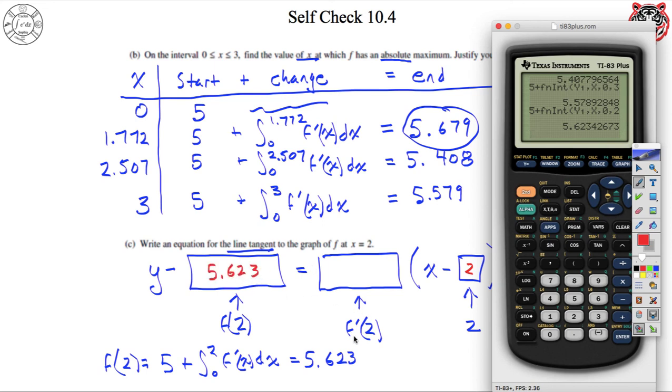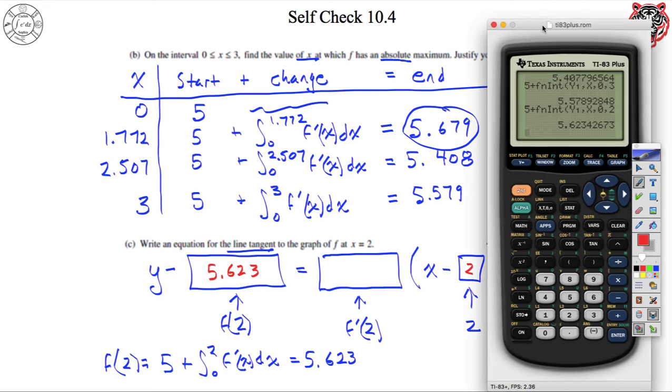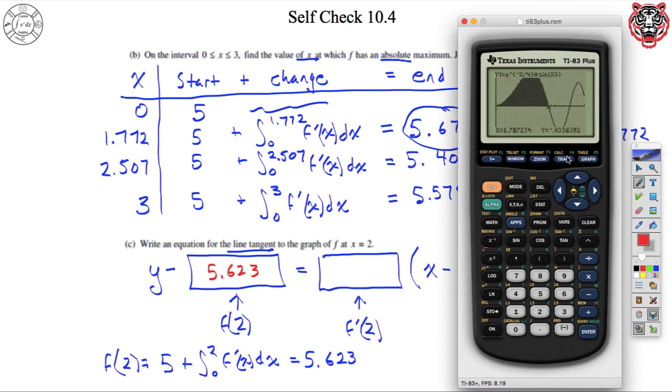5.623. All right, we need to find f prime of 2, and hey, we have a graph over here. If I hit trace, I can just enter 5.623 here, and it tells me, oh, what did I do? Oh, you don't want to put 5.623. You want to put 2 in there. So let's clear that. We want to put 2 because f prime of 2, and it says at the value of 2, we have negative 0.459.